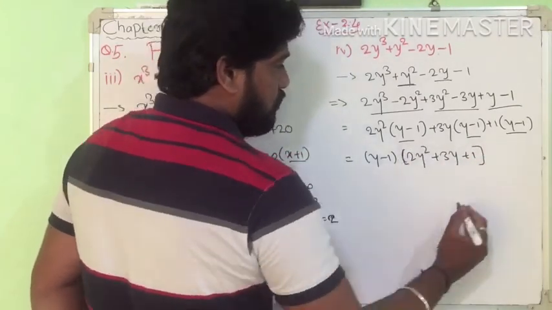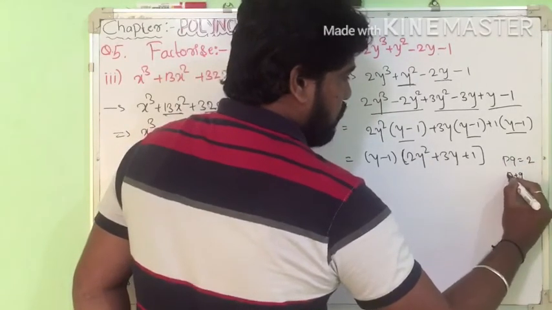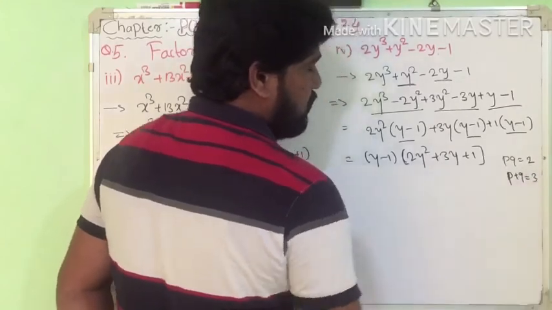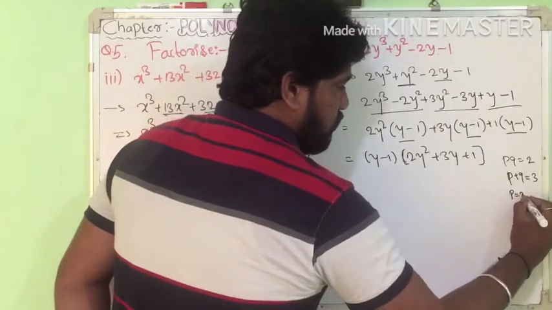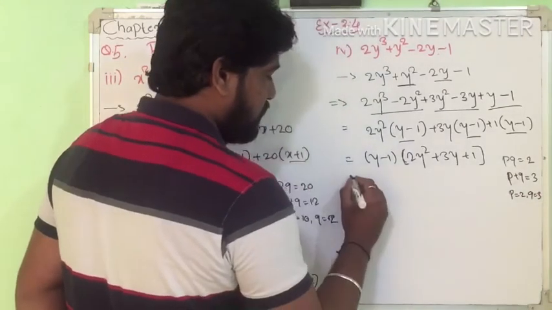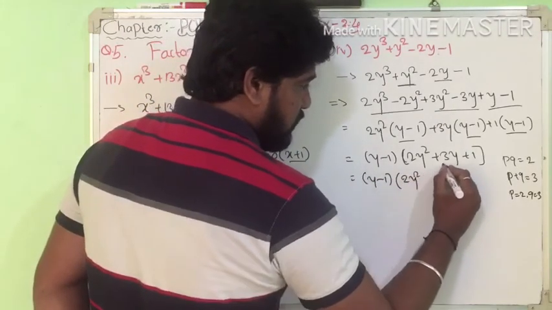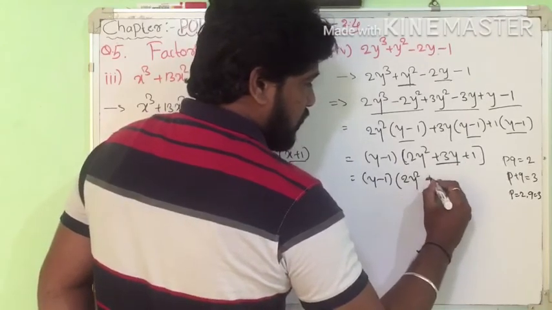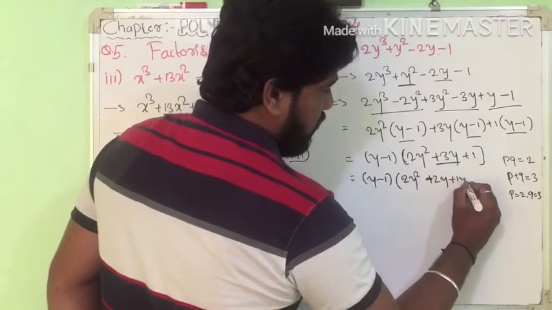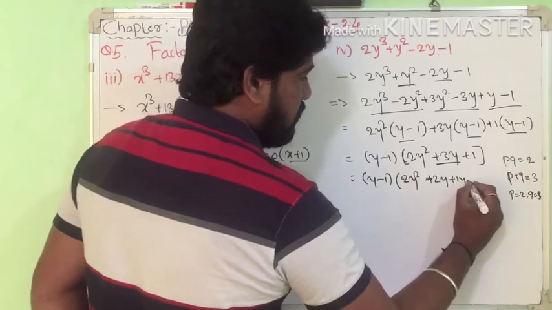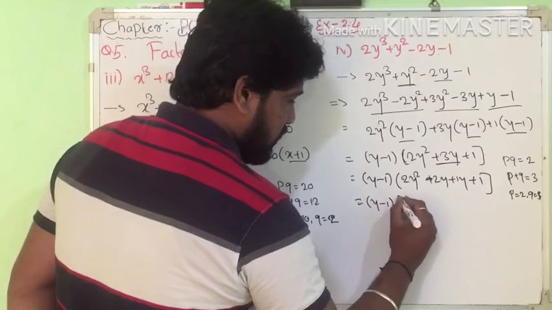Right? So here p into q I want 2. p plus q we want here 3. So 2 ones are 2. 2 plus 1 is 3. So p is equal to 2, q is equal to 1. So here y minus 1, 2y square as it is, these 3 we can write plus 2y plus 1y. 2 ones are 2, 2 plus 1 is 3, and plus 1. Right?